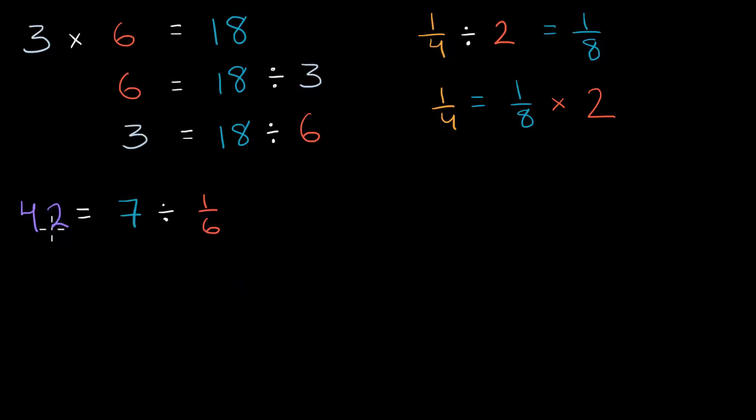Well, if 42 is equal to 7 divided by 1/6, that means that 42 times 1/6 is equal to 7. So let me write that down. This is the same relationship as saying that 42 times 1/6 is equal to 7.